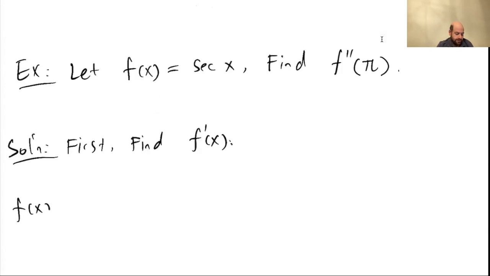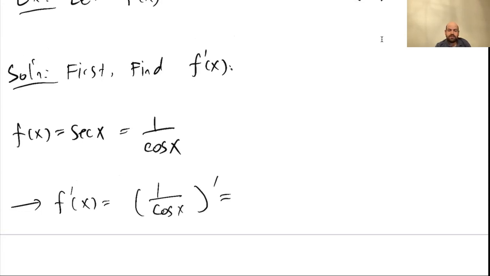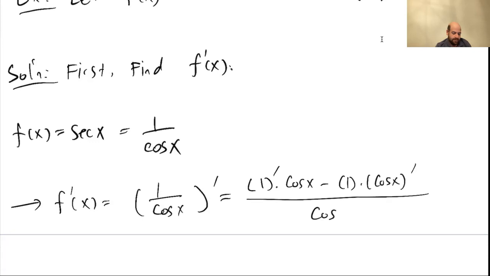F of x, what is f of x? F of x is secant x. What is secant x? 1 over cos x. So what is f prime of x then? F prime of x will be the derivative of 1 over cos x. Now, the derivative of u over v, what is it? u prime v minus u v prime, divided by v squared. So the derivative of 1 times cos x minus 1 times the derivative of cos x, divided by cos squared x.